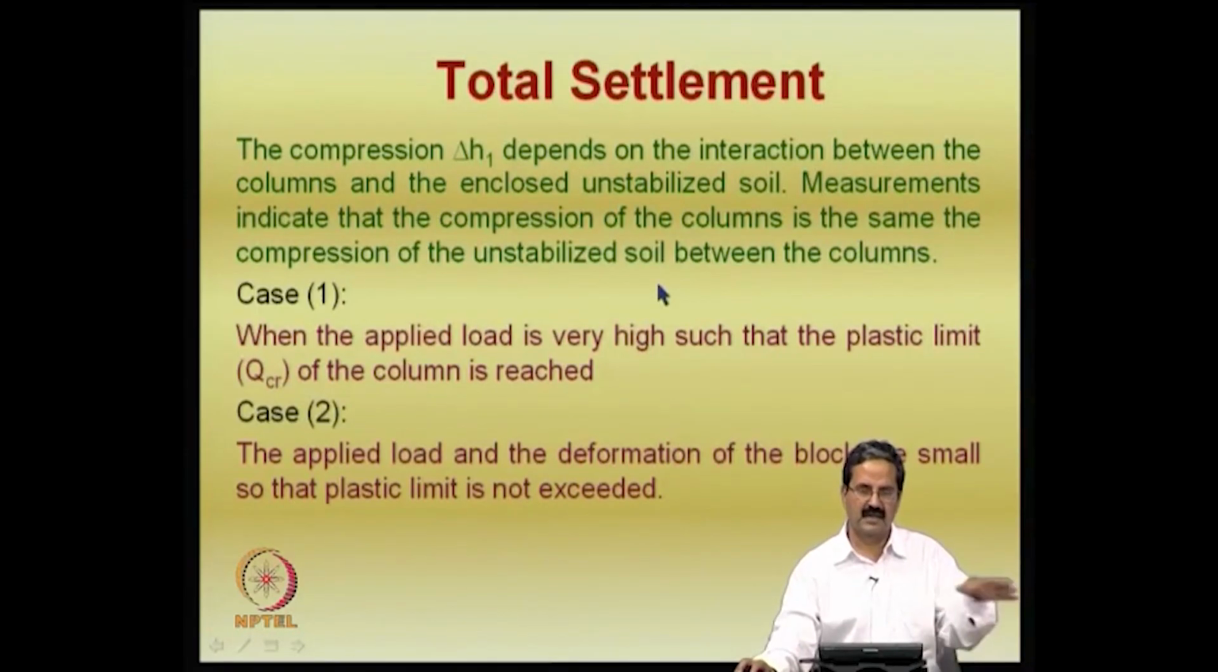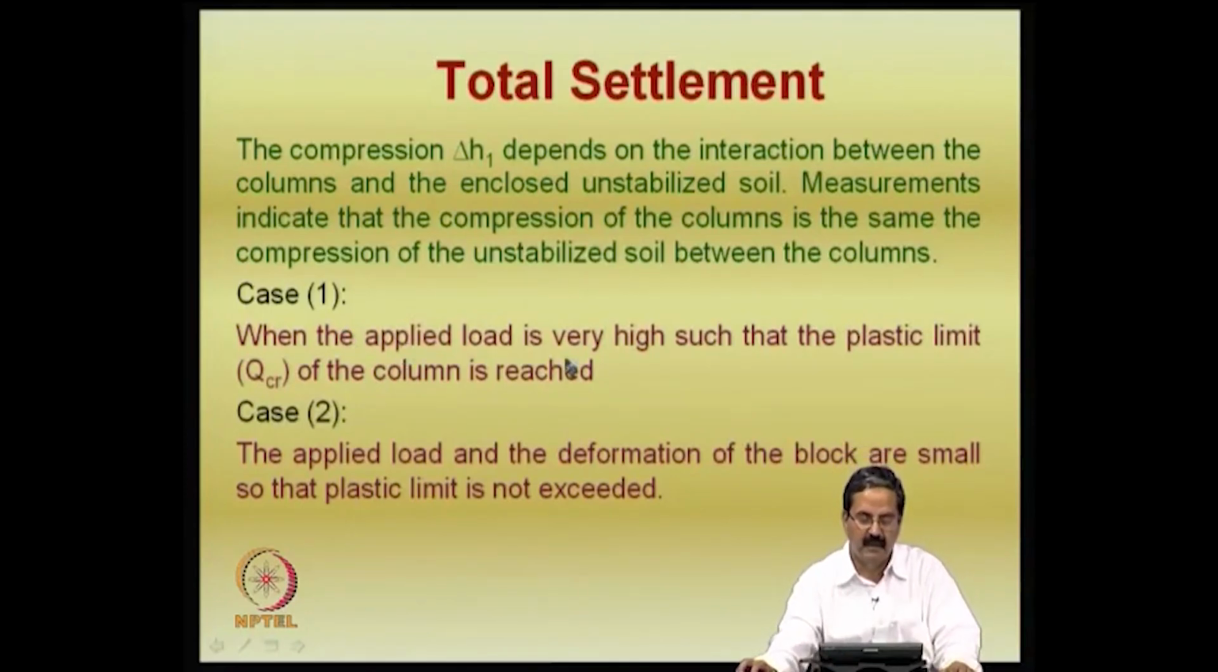What is happening is that load is coming more on the column than the soil, which means that the moment the load is applied, they do not have unequal settlements, that is what it means. And there are two cases here. First, when the applied load is very high, such that the plastic limit of the column is reached, which we call the highest load. And the second is when the applied load and the deformation of the block are small, so that the plastic limit is not exceeded. Whether the loading is higher or lower, we have different ways of doing this analysis.